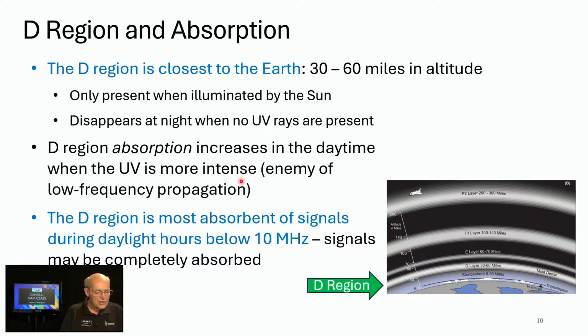So the D region absorption increases in the daytime when the UV is more intense, the enemy of low frequency propagation. That's why 160 and 80 are pretty well dead during the day when the sun is shining. It's the most absorbent of signals during the daylight hours, below 10 megahertz. That would be 40 meters, 80 and 160. And some of the signals may be completely absorbed. Put a little arrow here showing where it is. A little hard to read this, but it's the lowest layer.